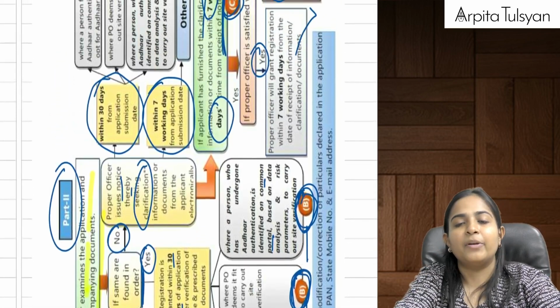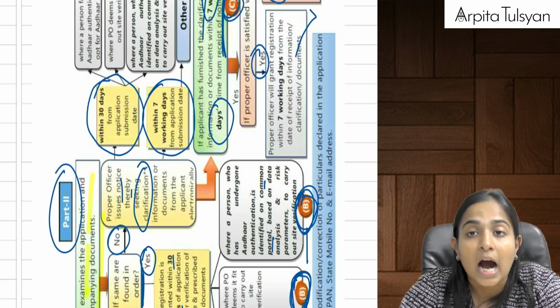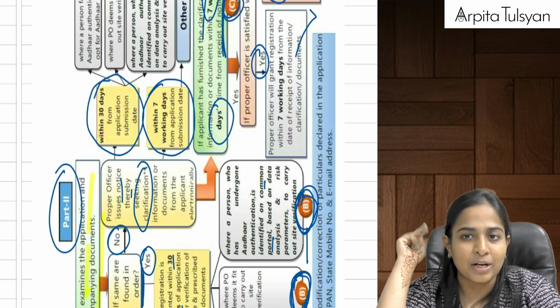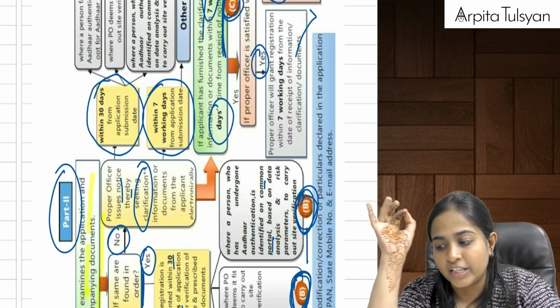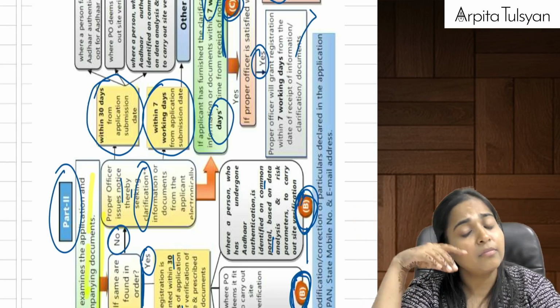If the proper officer is of the opinion that everything is proper, and if you have even done the Aadhaar authentication, Aadhaar based OTP, etc., then in that case registration will be granted to you within a time period of 7 working days, but only after Aadhaar authentication is done.